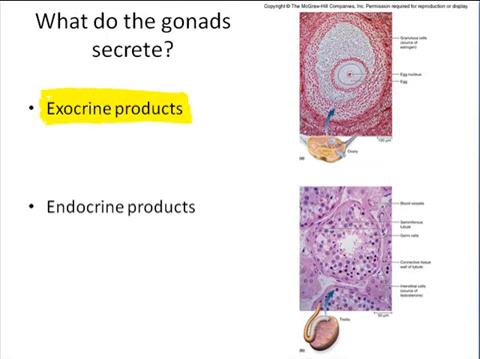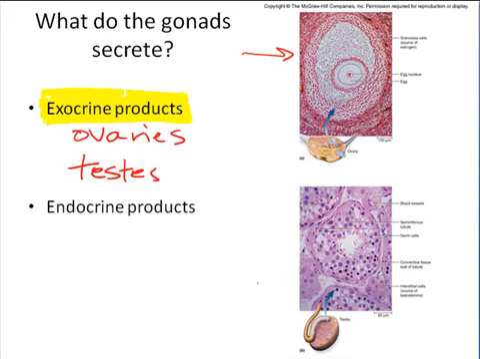For now, though, let's talk about the gonads and look at what types of products they secrete that are endocrine products and what kind of products they manufacture that are exocrine products. So let's start with exocrine products. And if we look at the gonads, remember the two principal gonadal tissues are the ovaries in females, the testes in males. So here's the ovary up here, testes down here, and some histological preps of each of those tissues.